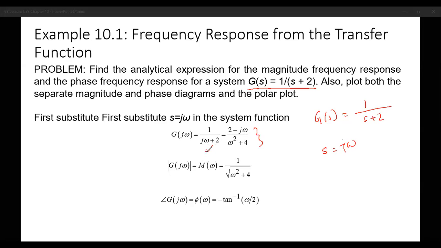And also from this one, you can find out what will be the magnitude. Magnitude will be actually 1 over root of omega square plus 4. So this is what we calculated. And what will be the phase? Since it is in the denominator, whatever the phase, tan inverse omega by 2 is what we are going to get. Because it is in the denominator, a negative sign will be there. Simple.